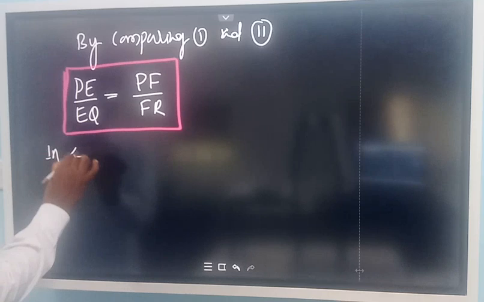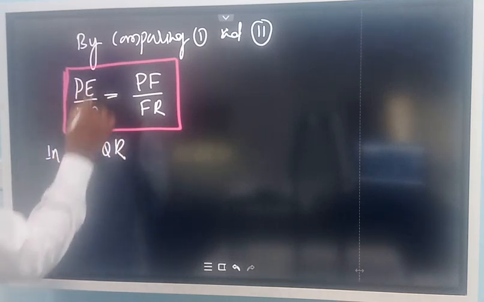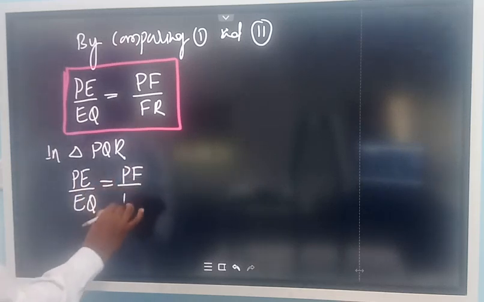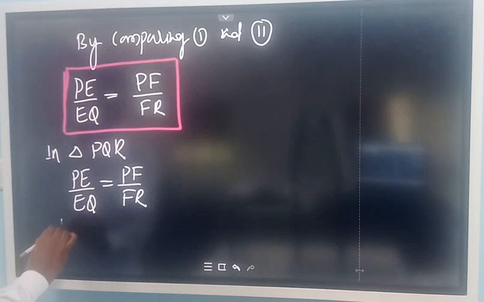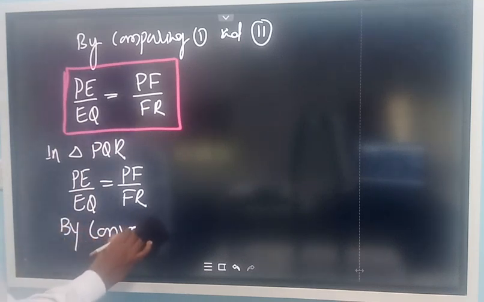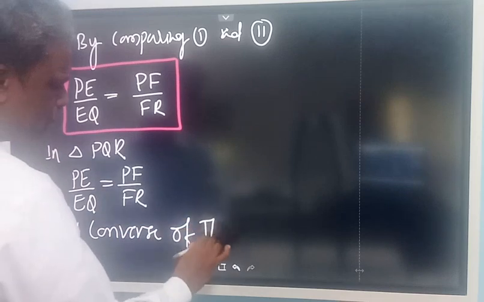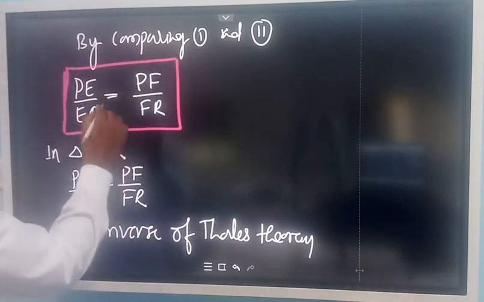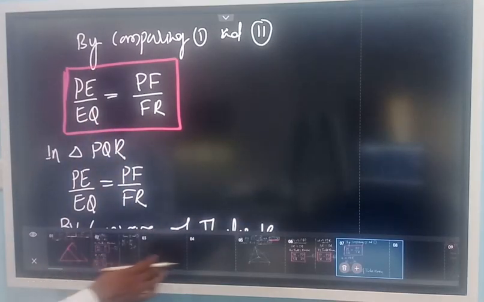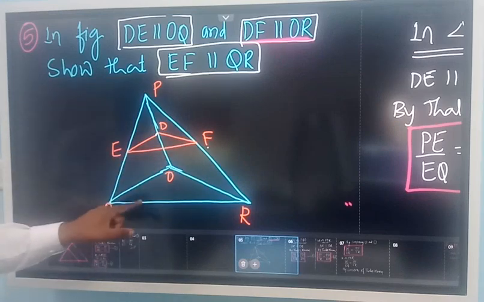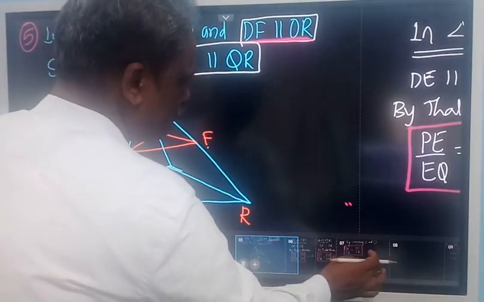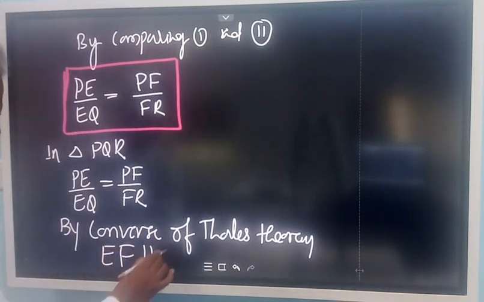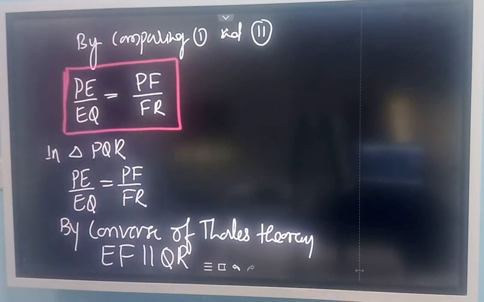So in triangle PQR, we proved that PE by EQ is equal to PF by FR. This we have proved by converse of Thales theorem. So I can write that the two sides are divided in the same ratio, and EF is parallel to QR. So it's the proof now.